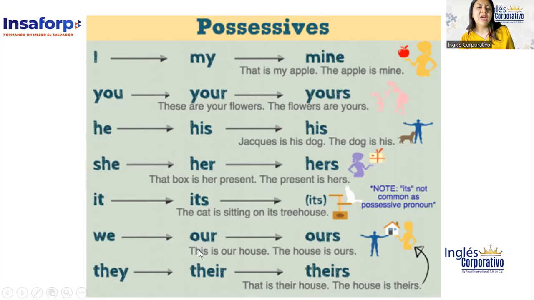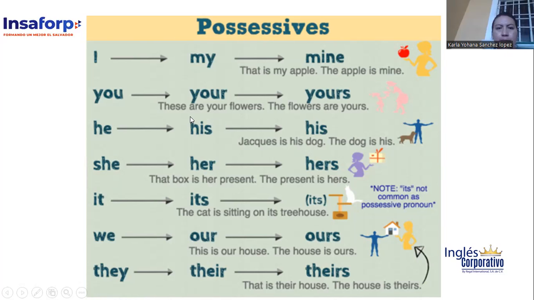We, our, ours. They, their, theirs. Si se fijan, en la mayoría de los casos solo se le pone una S. Solo el my cambia a mine. Y vamos ahora a leer los ejemplos. That is my apple. The apple is mine. Esa es mi manzana. La manzana es mía.